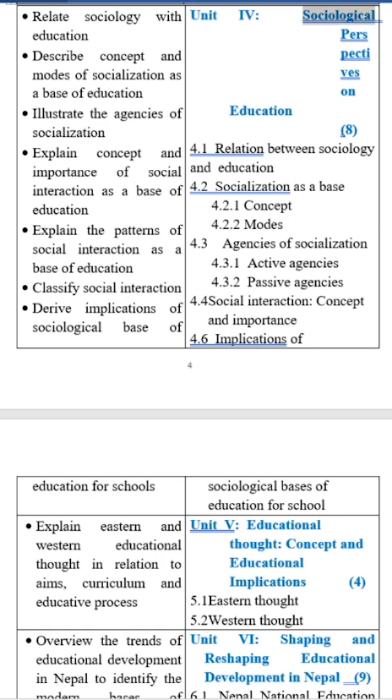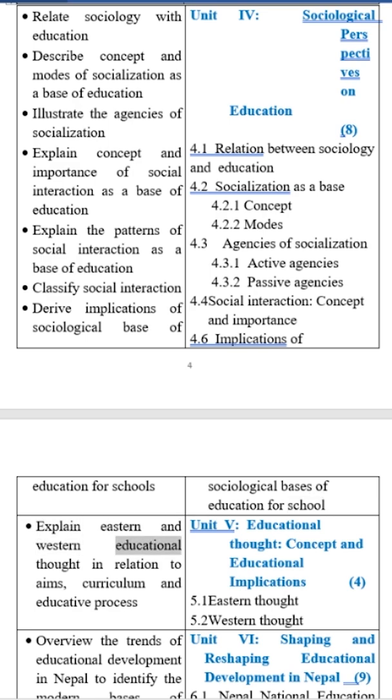Unit 4, Sociological Perspectives on Education, 8. 4.1 Relation between sociology and education. 4.2 Socialization as a base: 4.2.1 Concept, 4.2.2 Modes. Agencies of socialization: active agencies, passive agencies. Social interaction, concept and importance. 4.6 Implications of sociological basis of education for school.